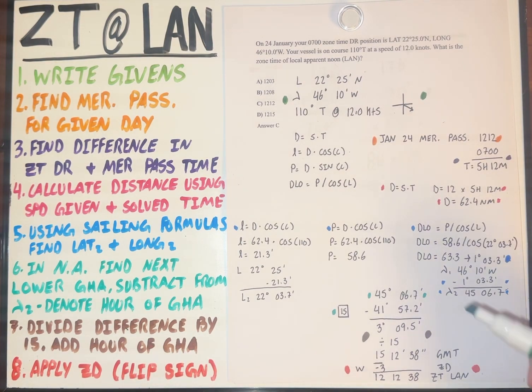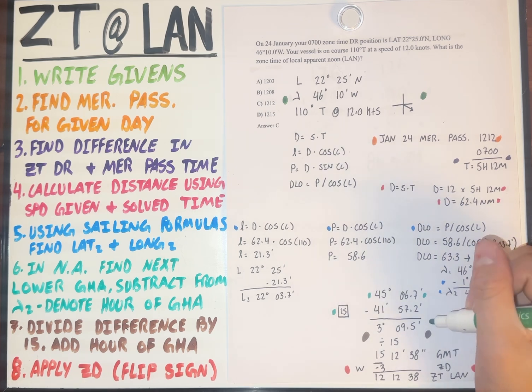So 45 degrees 06.7 minus our next lower, 41 degrees 57.2, gives us a difference of 3 degrees 09.5. I draw this little box to the left. This is where I denote the hour. So 15 here. That is step number 6.